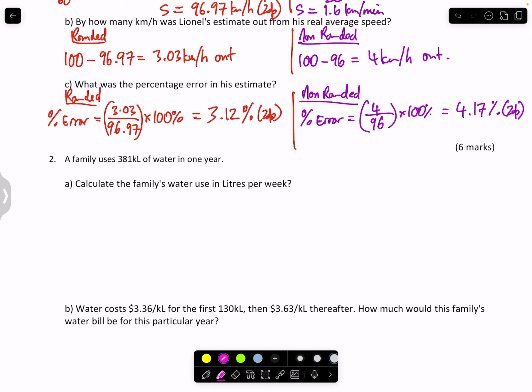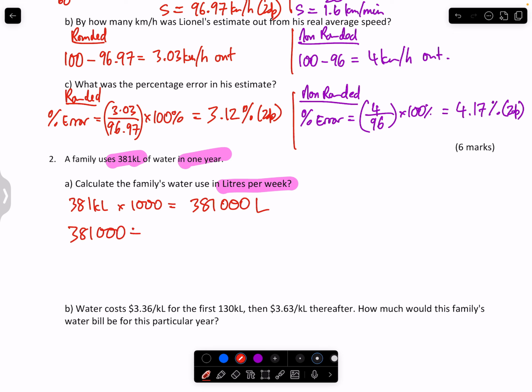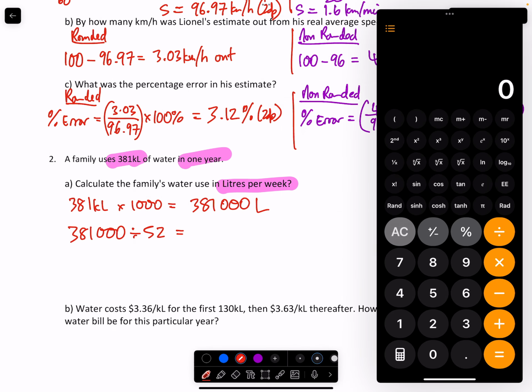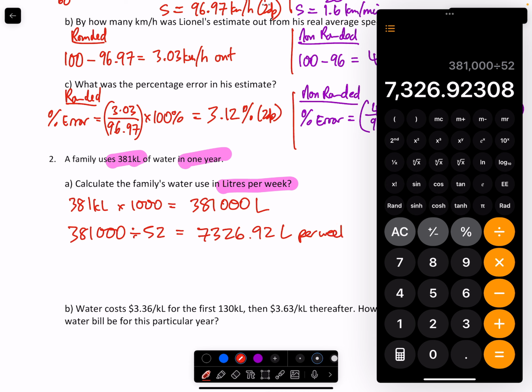Family uses 381 kiloliters of water in 1 year. Calculate the family's water use in liters per week. Well, a kiloliter is 1,000 liters, so 381 kiloliters times by 1,000 is equal to 381,000 liters. 381,000 divided by 52 weeks in a year. 381,000 divided by 52. 7,326.92 liters per week.